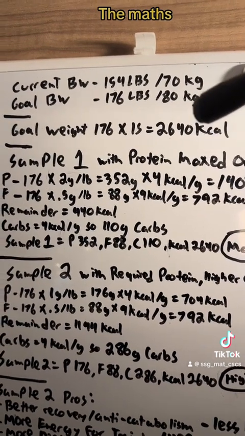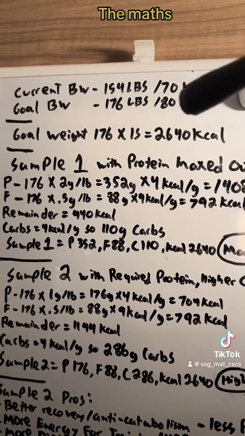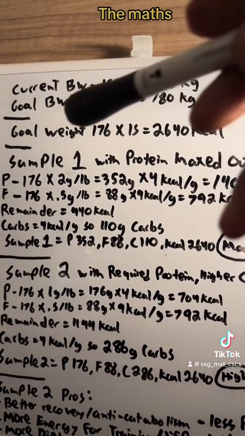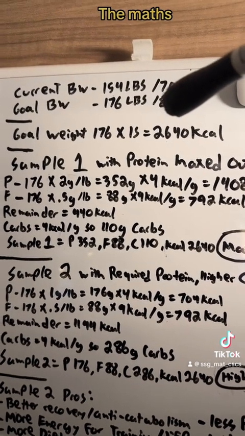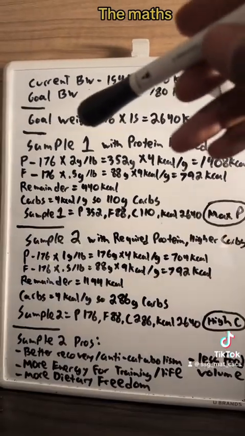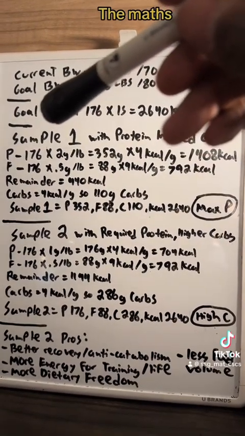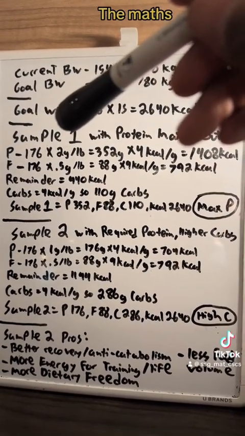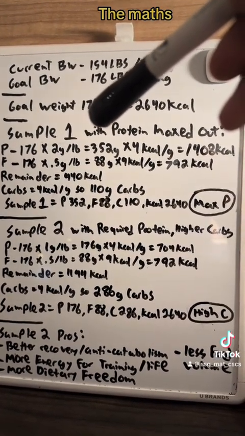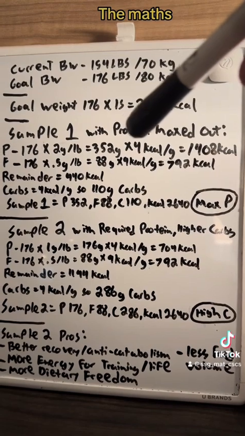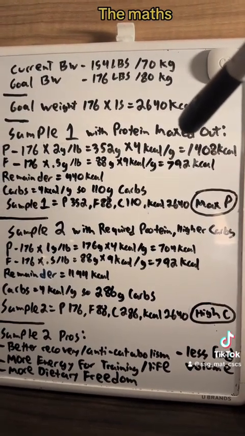So, first we have to calculate the calories we're gonna be working with. So we're gonna use the simple times 15, right? So we have goal weight, 176 times 15, so we have 2,640 calories. Now, our first sample with the protein maxed out, we have our body weight of 176 times 2 grams per pound gives us 352 grams of protein, times 4 calories per gram gives us 1,408 calories worth of protein.